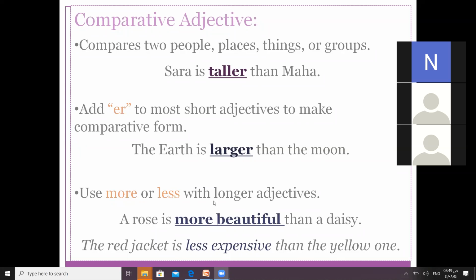But we use more and less when we are comparing between two nouns, and when I have more than two syllables in my adjective. Please concentrate with me, page 5.